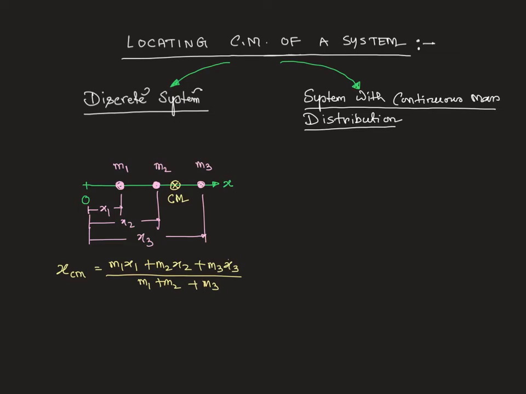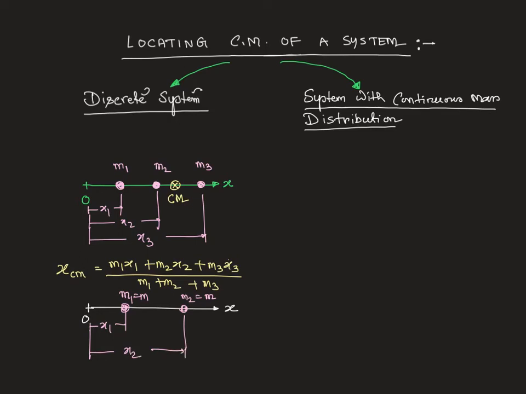Say if you have a system like this, say this is the x-axis, this is x equal to 0. Suppose you have two particles, m1 is m and m2 is also m. That means equal mass. So suppose this is x1 and this is x2.